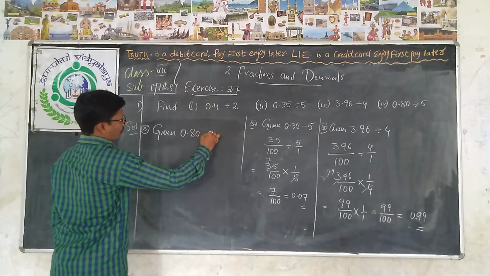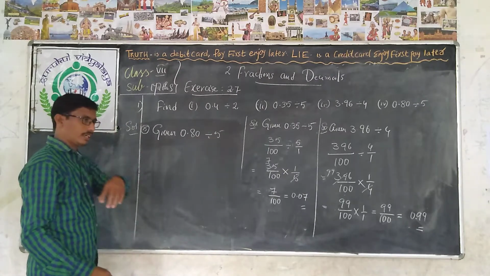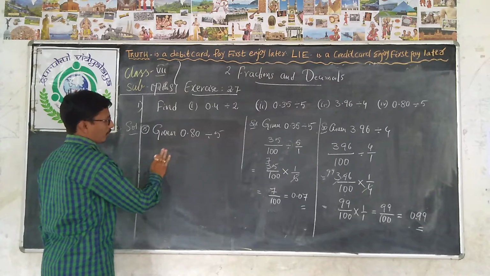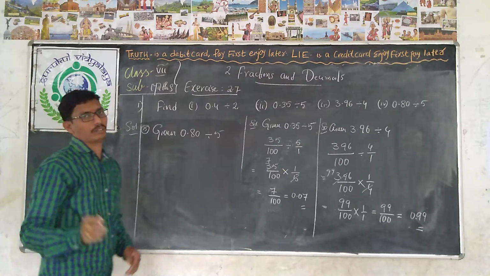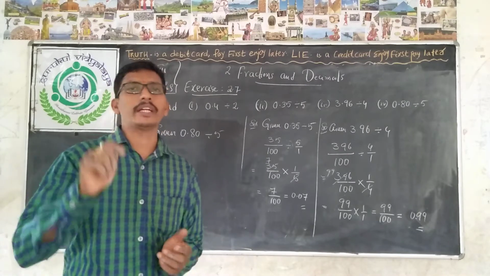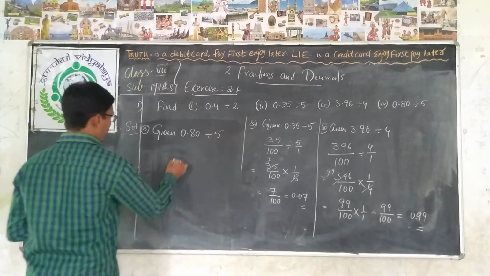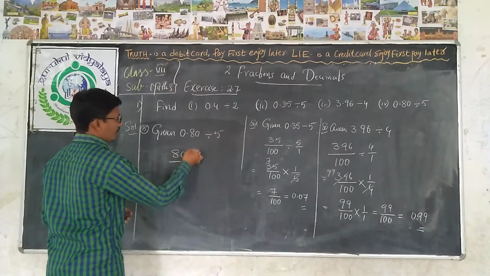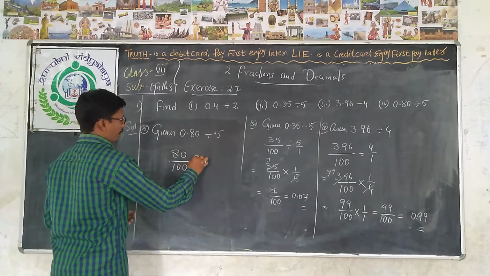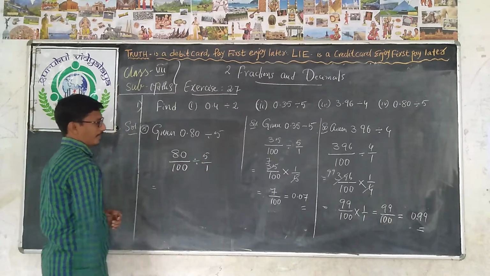0.80 divided by 5. So 0.80, convert it into a fractional number. Remove the point. What will you get? 080 will be there. If you remove the decimal point, that number is 80. So 80 by, 0 is in the hundreds place, so 100. Divided by 5, can I write it as 5 by 1? Yes. So 80 by 100.